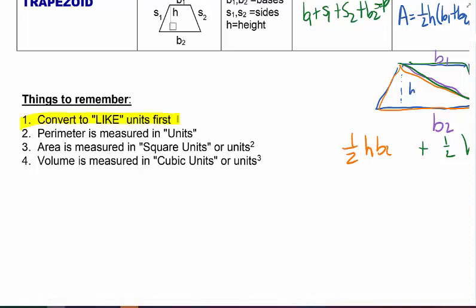The time that you don't ask yourself that question is going to be the time that it's going to get you, so please be careful. Number 2, perimeter is measured in units. It's inches, it's centimeters. Area, number 3, is measured in square units, or units squared. And volume, which we're going to get to in 8.4, will be cubic units.